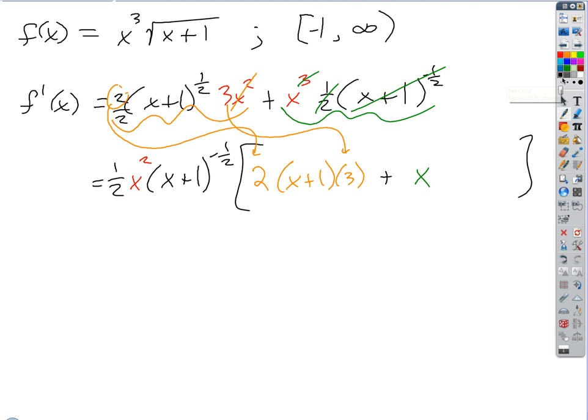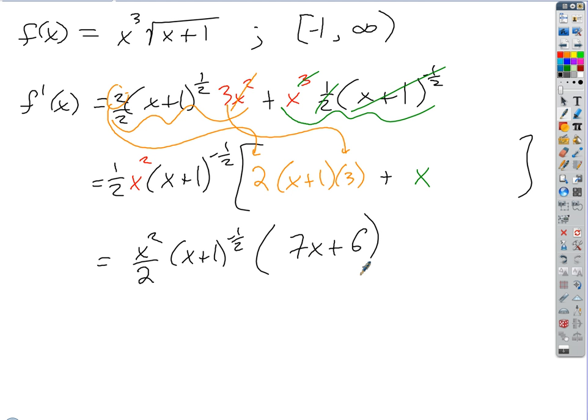So now let's clean this up. So this gives us x squared over 2 times x plus 1 to the minus 1/2 times 6x plus x is 7x plus 6, right? What's 7x plus... Did I do it wrong? No, you're right.